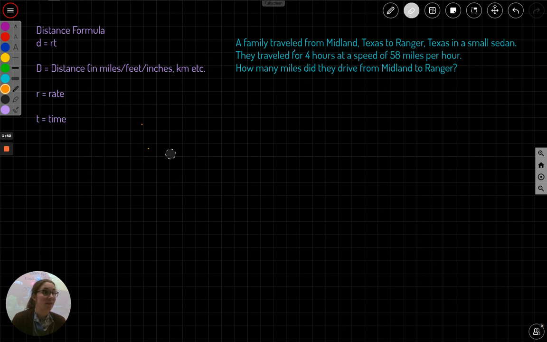So let's look at a problem we've got here. A family traveled from Midland, Texas to Ranger, Texas in a small sedan. They traveled for 4 hours at a speed of 58 miles per hour. How many miles did they drive from Midland to Ranger? So we see that we have hours and miles. And the question being asked is how many miles, which means we know we need to use the distance formula. And we have two data points here, 4 hours and 58 miles per hour. So D is what we're trying to find out.